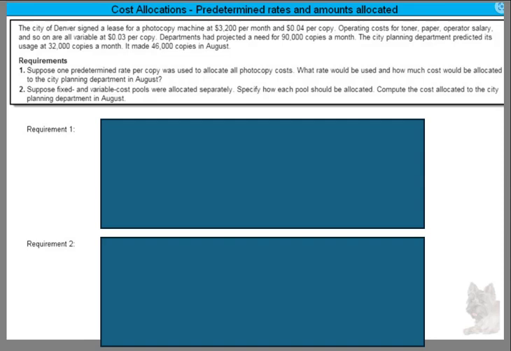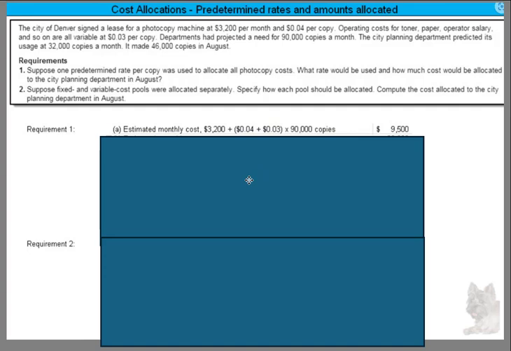So let's take a look at the two requirements here. First, requirement 1. Suppose one predetermined rate per copy was used to allocate all photocopy costs. And the question asks us this: what rate would be used and how much cost would be allocated to the city planning department in August? So let's take a look at how we could solve this one.